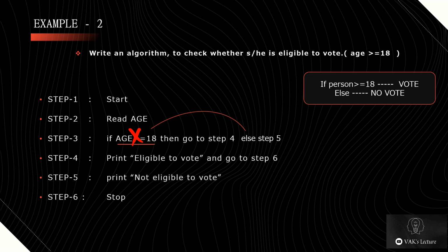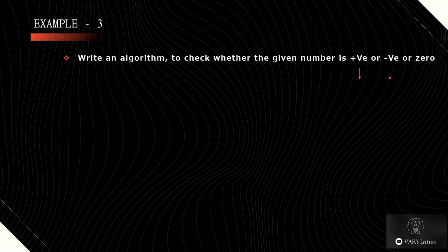And at last we will see one more example. Write an algorithm to check whether the given number is positive or negative or 0. If the number is greater than 0, then it is positive. If the number is less than 0, then it is negative. Otherwise, the number is 0. Based on these conditions, we have to write the algorithm.